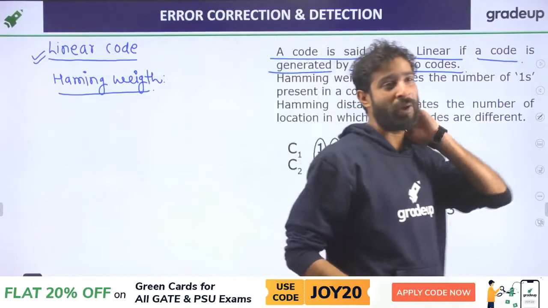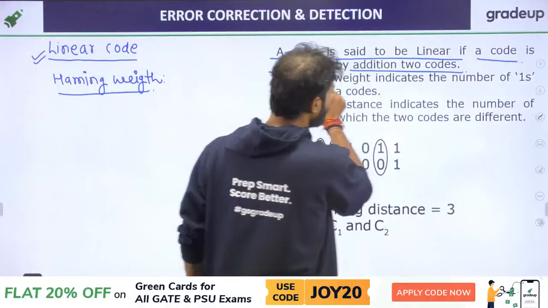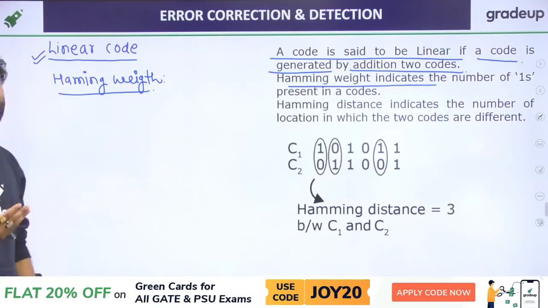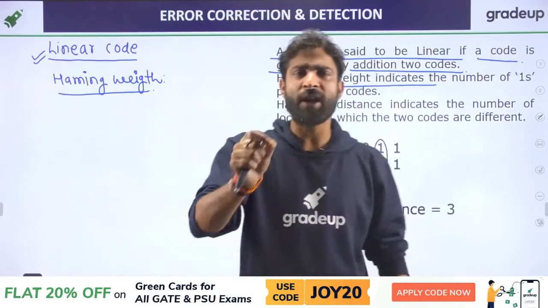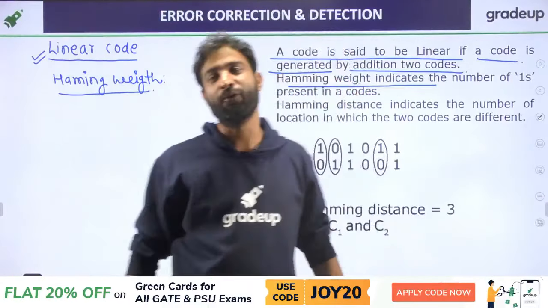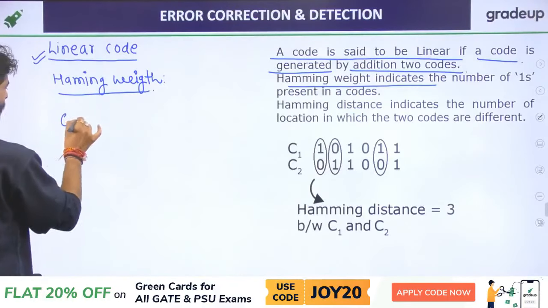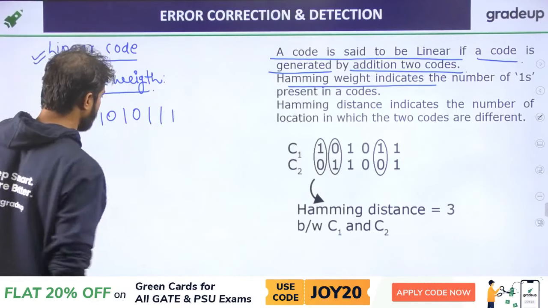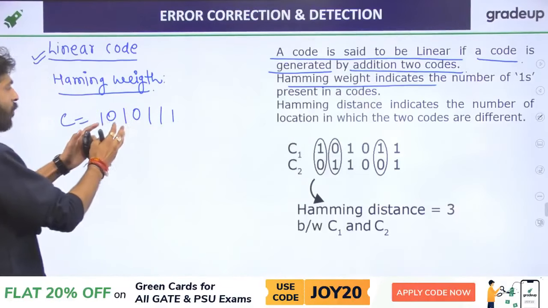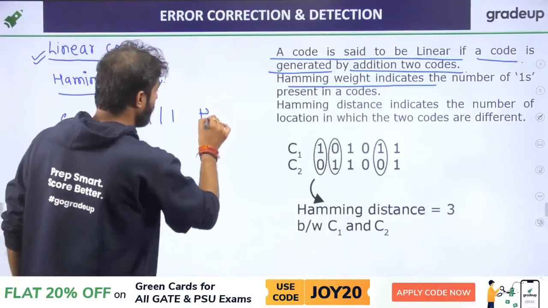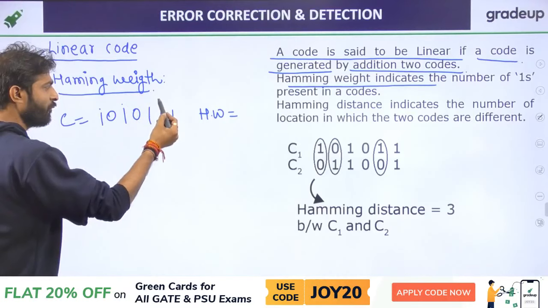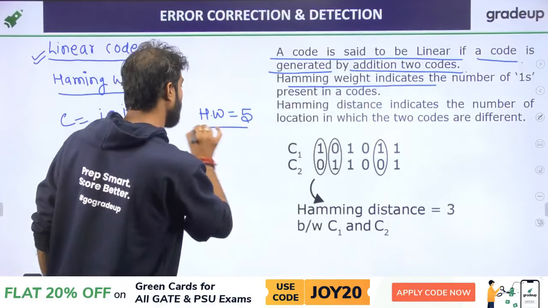For finding the Hamming weight, just remember one thing. If any code is written and you want to find the Hamming weight for that code, then the total number of ones present in that code is called the Hamming weight. Take the example C equal to 1010111. If I ask you to find the Hamming weight, just count the number of ones: 1, 2, 3, 4, 5. So the Hamming weight is 5.